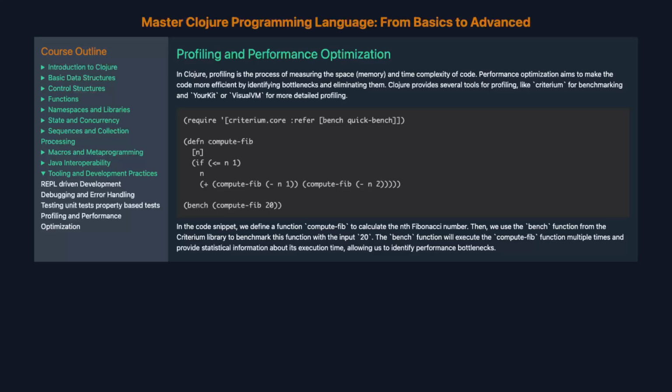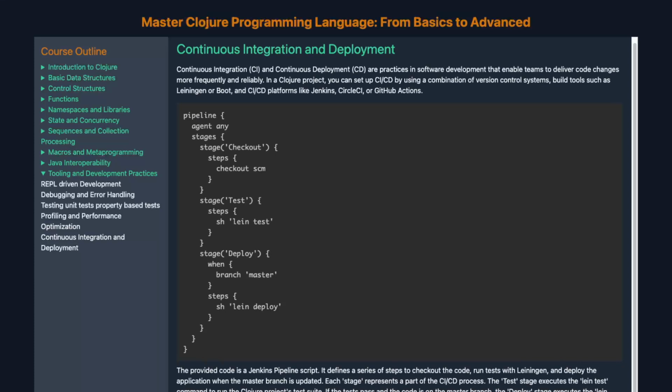Continuous integration and deployment. Continuous integration, CI, and continuous deployment, CD, are practices in software development that enable teams to deliver code changes more frequently and reliably. In a Clojure project, you can set up CI/CD by using a combination of version control systems, build tools such as Leiningen or Boot, and CI/CD platforms like Jenkins, CircleCI, or GitHub Actions.